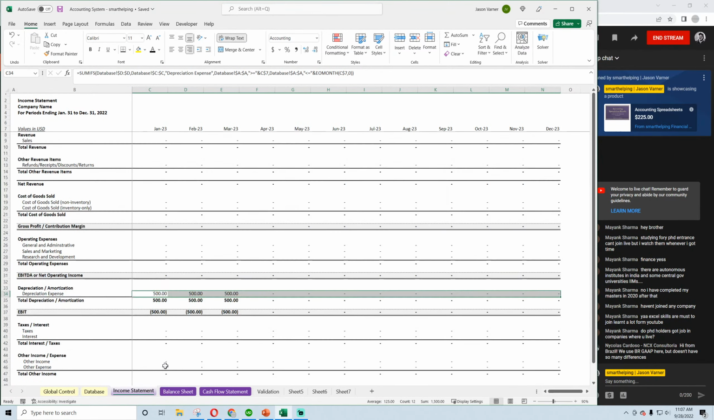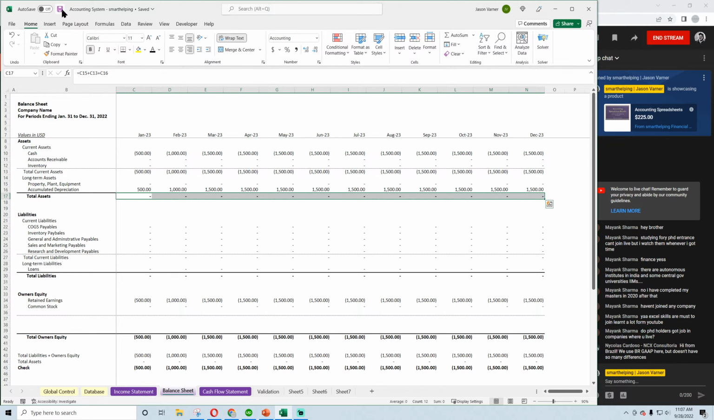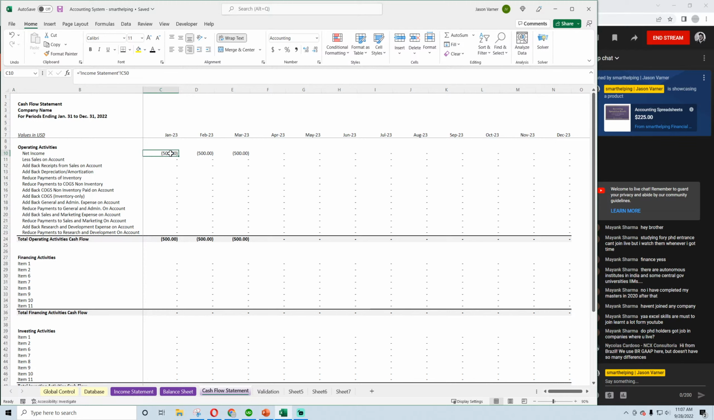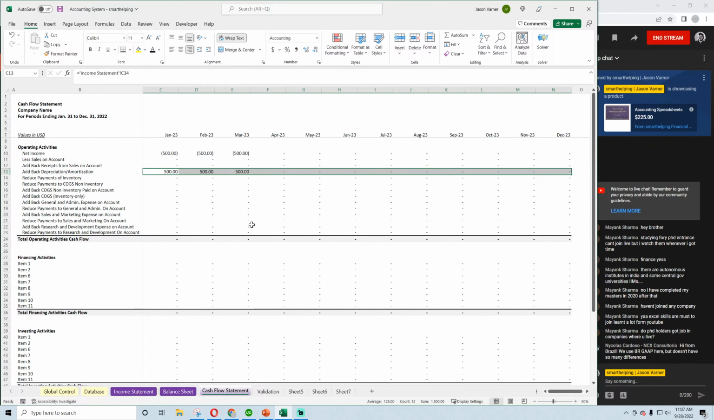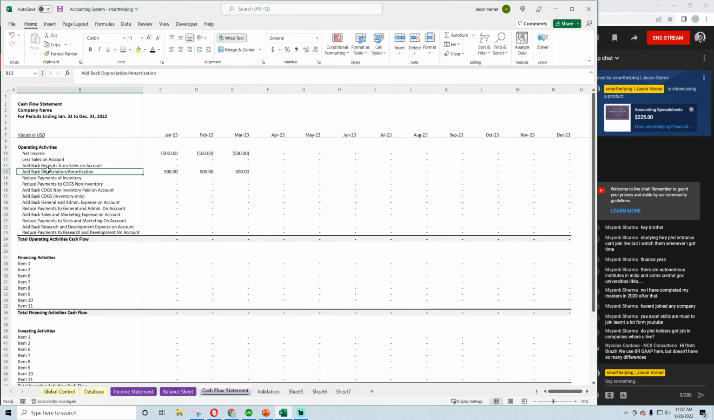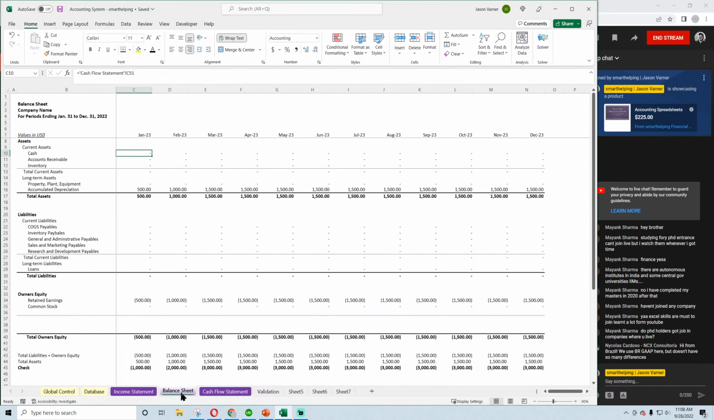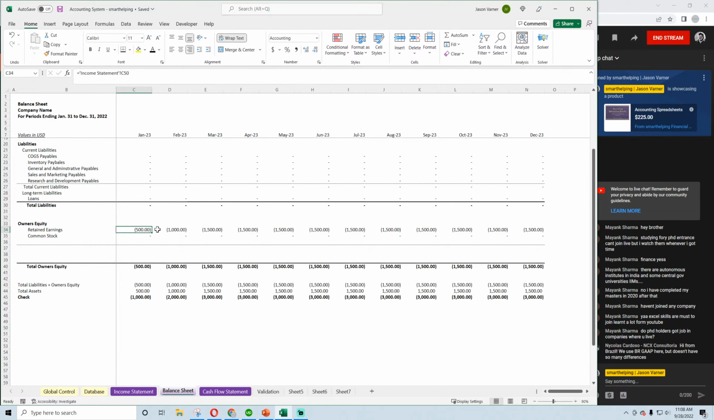Income statement, perfect, hits there. Balance sheet, oh, we have missed something. Cash should not be affected. Oh, we got to add it back on here. Okay, so that makes sense. So depreciation, anything that was depreciated here in this row, we add back. All right. Oh, we're still out. Let's see. Accumulated depreciation, retained earnings.